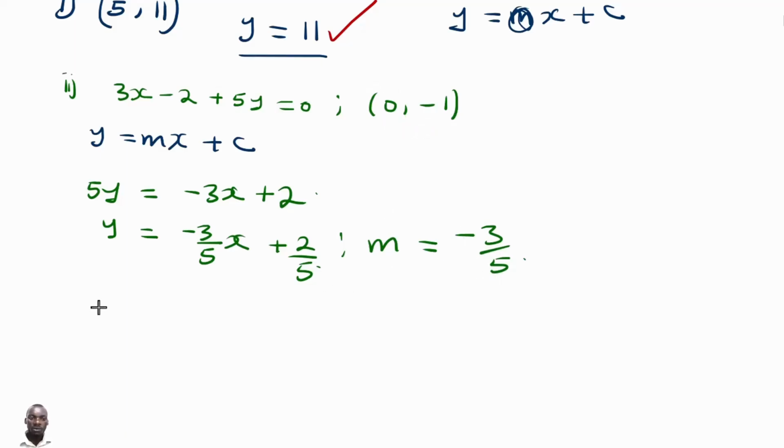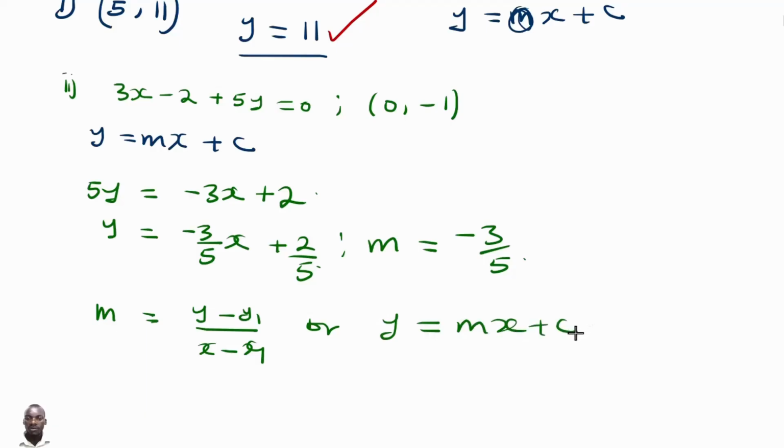So simply we are going to apply our method, which is m equals (y minus y1) divided by (x minus x1). Or we can use the other way around, just by substituting in this form. We first get the value of c, which is the y-intercept. Thereafter we substitute in to get the equation of the line they want. So from here, remember our gradient is -3/5, equal to y minus our y1, which is -1, divided by x minus our x1, which is 0.